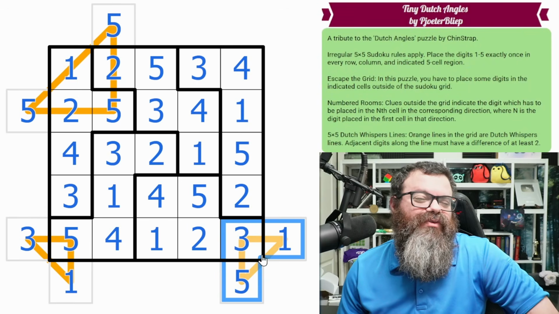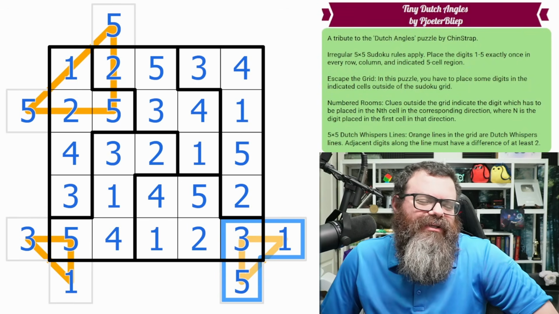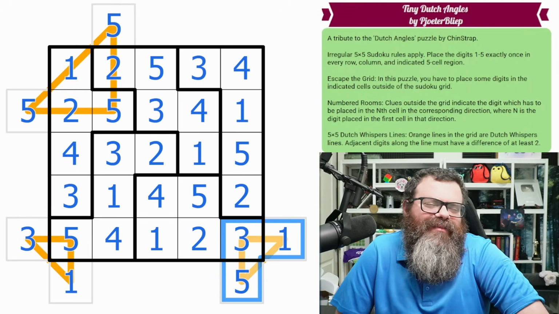These little loop Dutch whispers are only possible as a 1-3-5 and a 5x5. That's interesting.